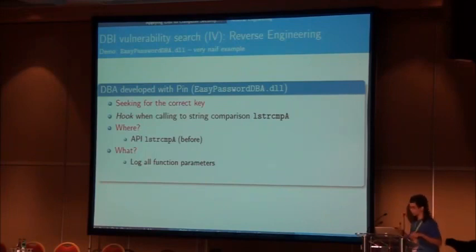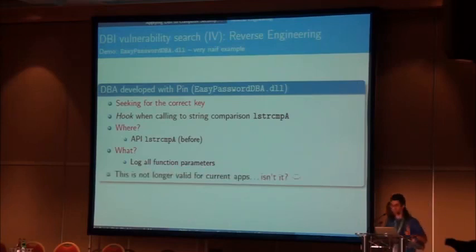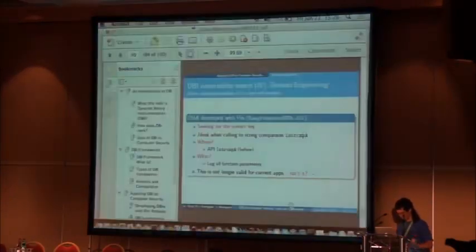So I'm going to do a hook in the string comparison function of Windows. Okay, that is this one here. It's very used in the binaries. I'm going to instrument it before, and what I'm going to do is just log all the parameters of this function. Okay. So this could no longer be valid for the current application, isn't it? It depends. Okay, let me show you.